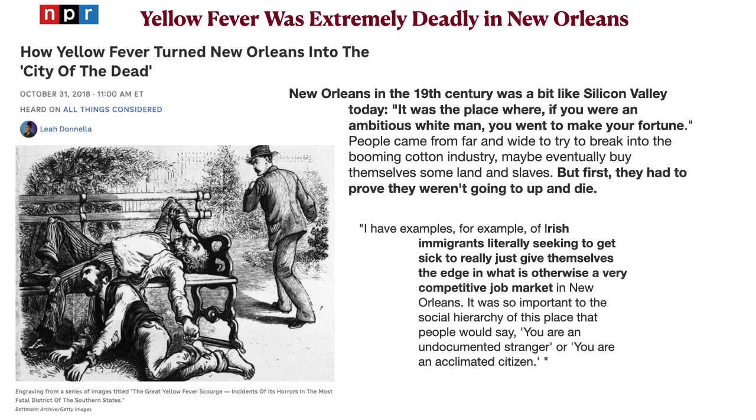I like the quotation. New Orleans in the 19th century was a bit like Silicon Valley today. It is a place where if you were an ambitious white man, you went to make your fortune, but first you had to prove you weren't going to die. Or to continue, examples of Irish immigrants literally seeking to get themselves sick with yellow fever just to give themselves an edge in what is otherwise a very competitive job market.